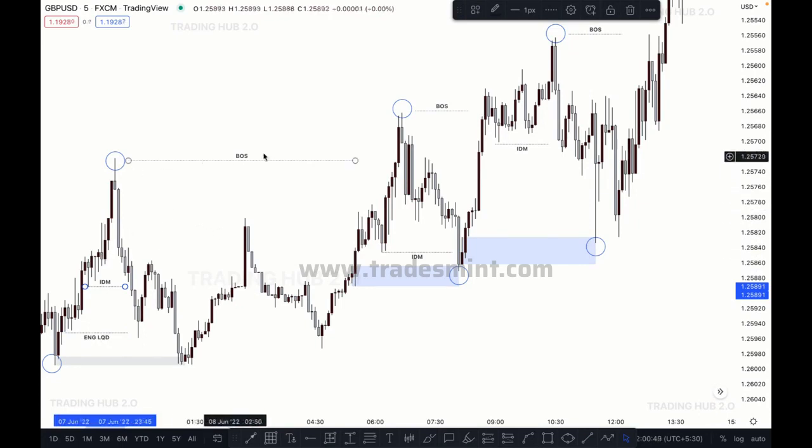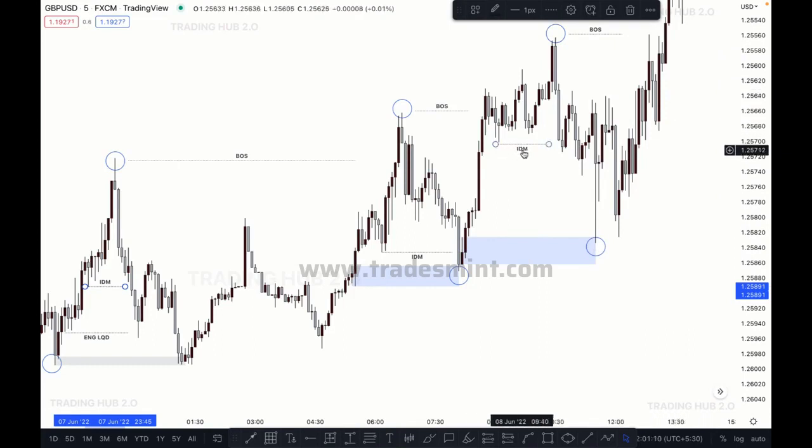After breaking this structure, you can see again the market must take out the first low and then tap on this demand, this order block, and push higher. Again the market breaks the structure, takes out the first low, which acts like an inducement, taps on the extreme order block and pushes higher.